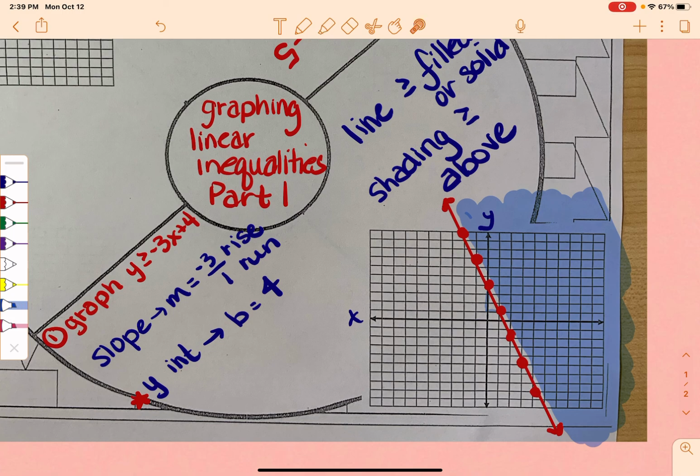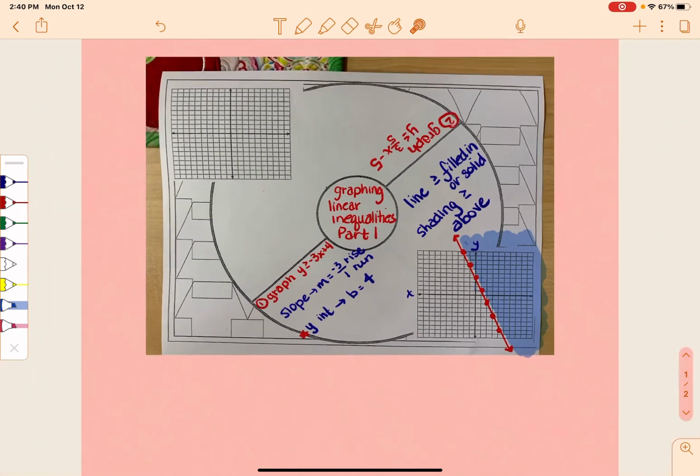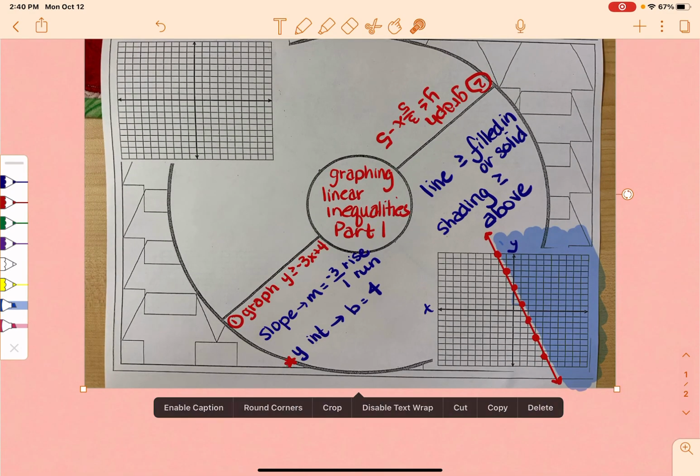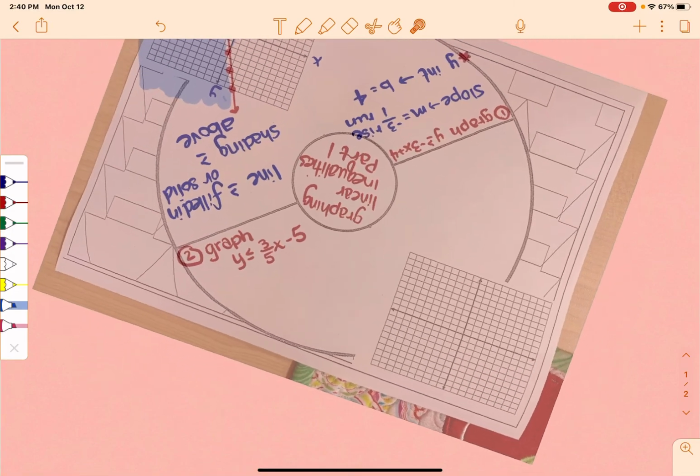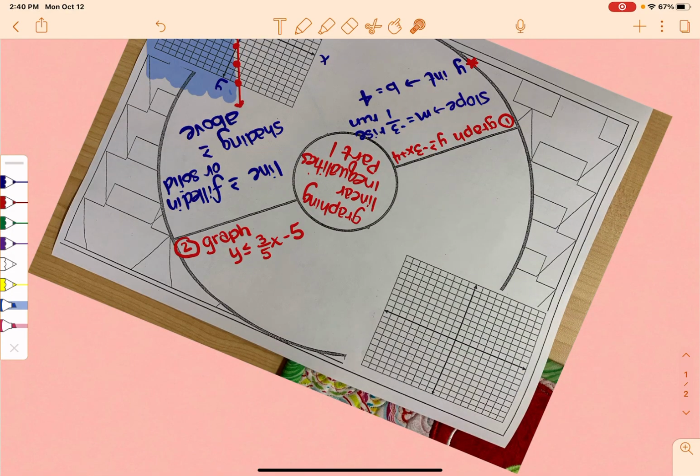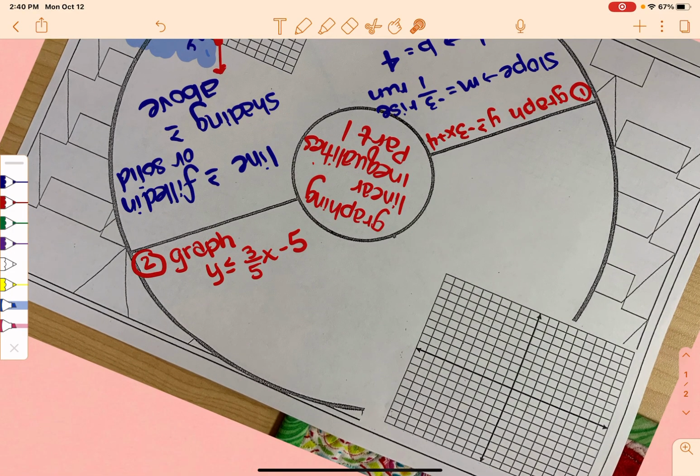Now remember, anything in this shaded area is a solution to this. Because the line is filled in, anything on the line is also a solution. So you should be able to choose lots of points that would truly work in this situation. Okay, now I'm going to move this over so I can start to look at this one.